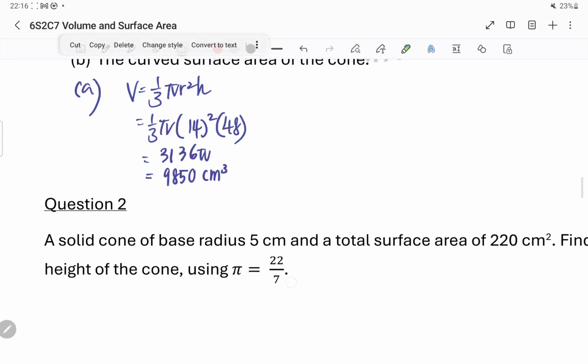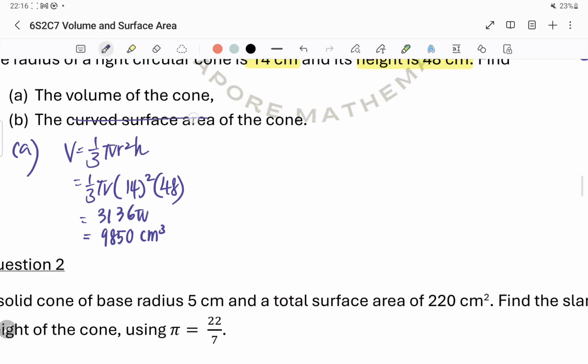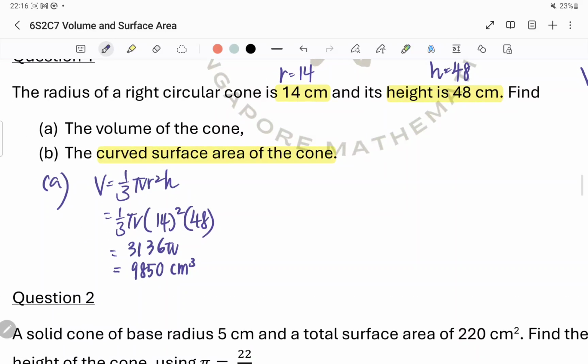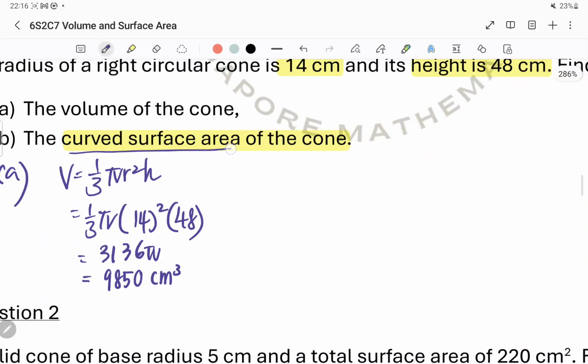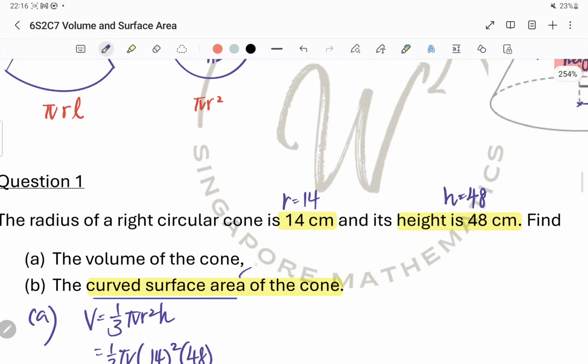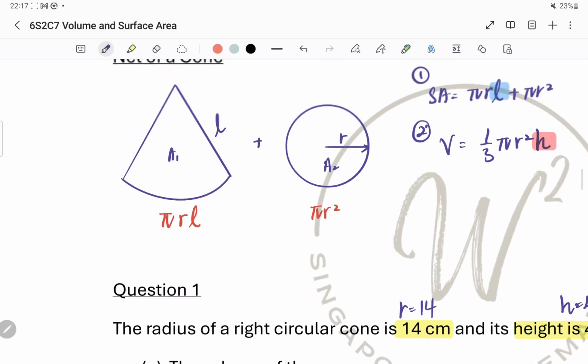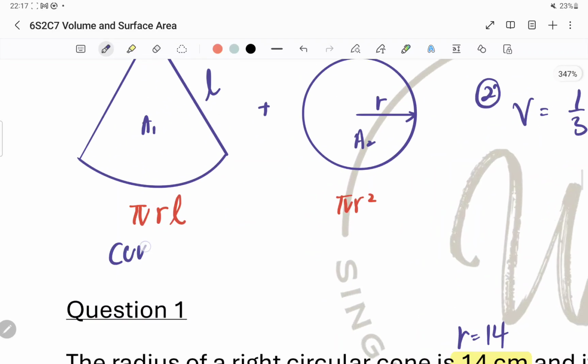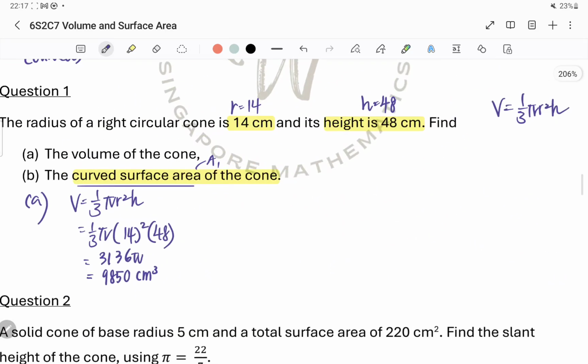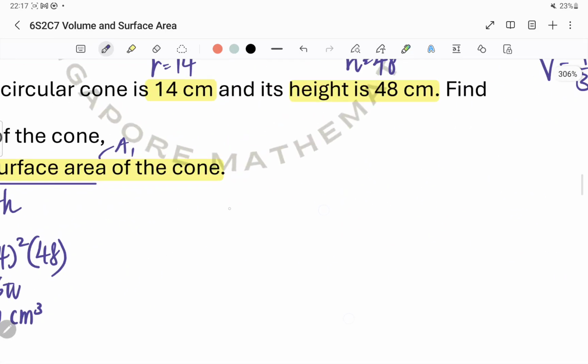Now the next thing is I want to find the curved surface area. But you need to remember what it means by the curved surface area. I'm not finding the whole thing, they want the curved surface area only. When we say the curved surface area, we are referring to the first area over here. So in this case, I only need to find one, which is the ice cream cone.